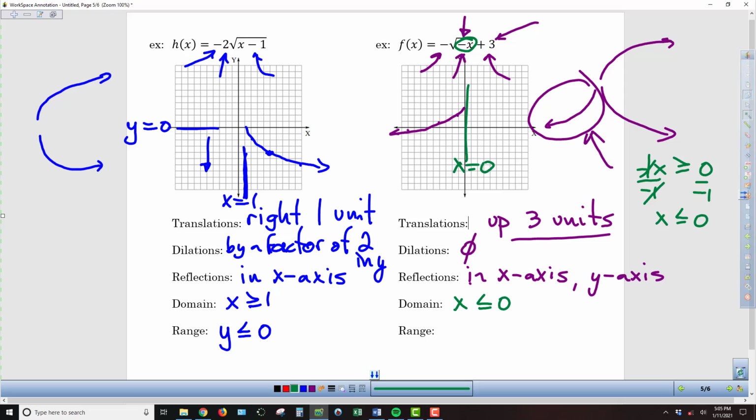And then for the range, what y values does the graph include? Well, the graph starts here at y equals 3, but then it goes down from there, but it keeps on going down forever. So if we're going to describe those y values, it's going to be y is less than or equal to 3.